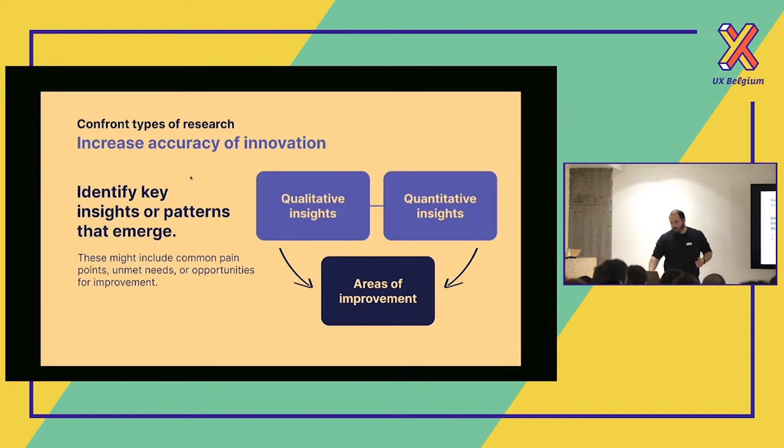What you want to do is to increase accuracy of innovation by combining qualitative insights and quantitative insights. Basically, you can detect a pattern of a user, for example, and a pain point by confronting, for example, a drop in a quantitative study with a blocking point in a qualitative analysis. This will, of course, define areas of improvement.